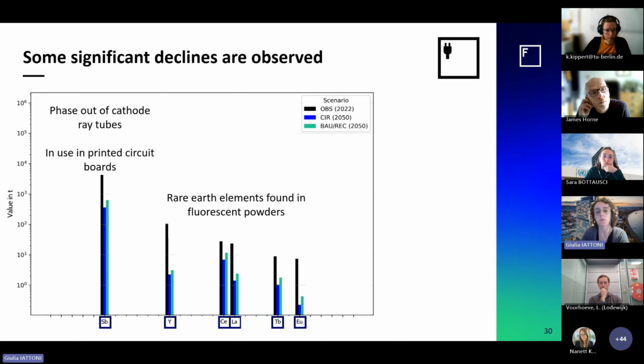The CRM content from WEEE is projected to increase looking at 2050 in most cases. However, there are also some significant declines to be mentioned, and this can be observed for some critical raw materials. This is the case, for example, of antimony, which is present in CRT that are being phased out, while it remains in use in other types of application, such as in printed circuit boards. Decreases can also be observed for rare earth elements like yttrium, cerium, lanthanum, europium, which are contained in fluorescent powder of fluorescent lamps, which are being phased out of the market as well.